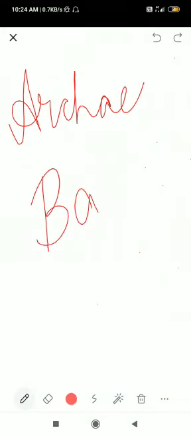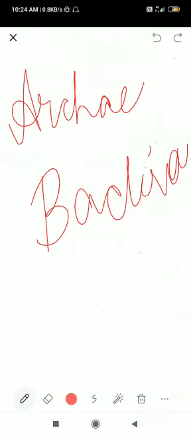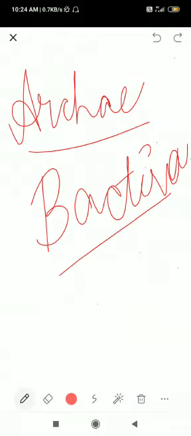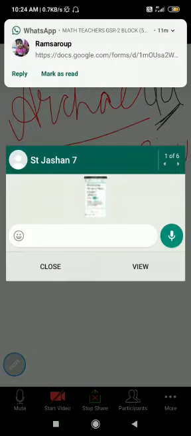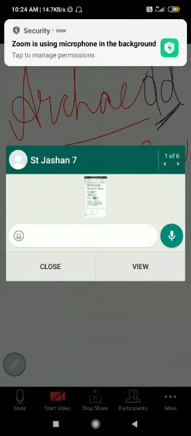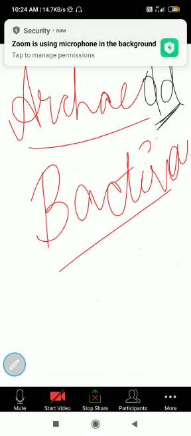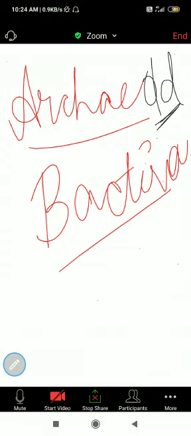Archaebacteria. To understand any term in biology, we should know the meaning of that term. So what do you mean by archae? Archae means old. Bacteria is bacteria only. So archaebacteria are the most primitive groups of bacteria, meaning they were found when the earth had not yet evolved. When the earth was not evolved, these types of bacteria survived.